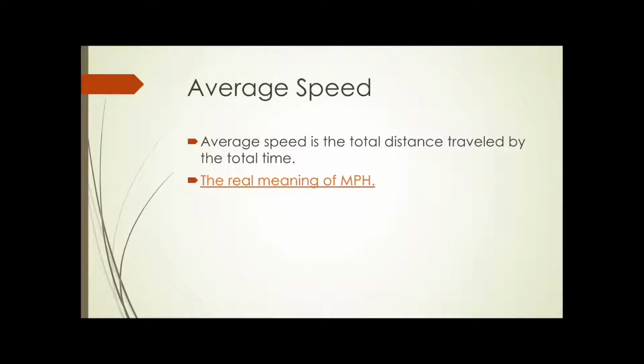And then let's talk about average speed. So average speed is the total distance traveled by the total time. So let's say you walked 5 miles per hour for 10 blocks. And then you changed your speed and started running. We would be able to calculate the whole time, your average speed over your whole distance of traveling. And that's what average speed is.